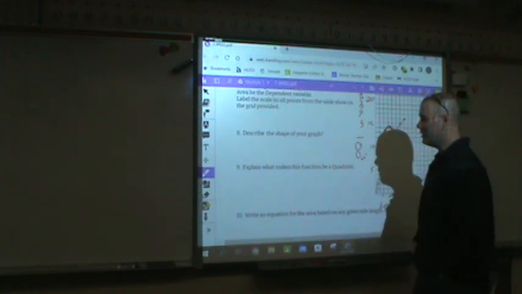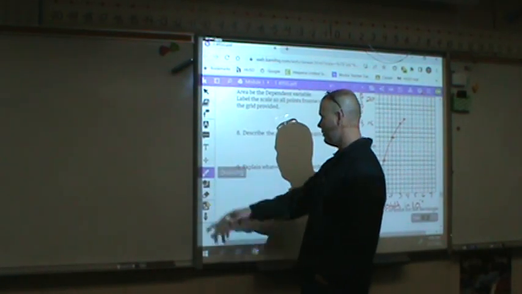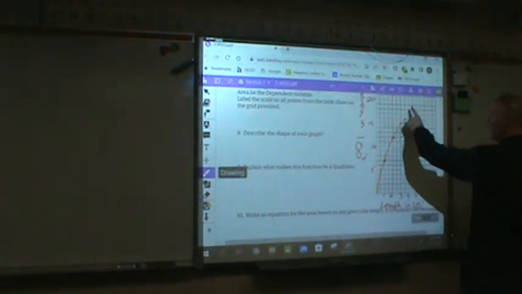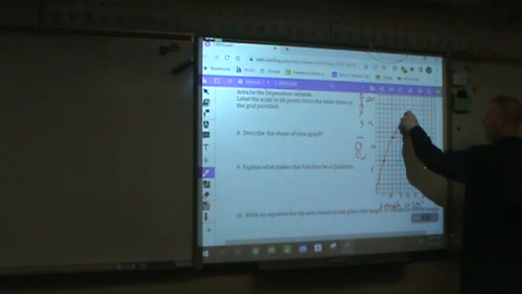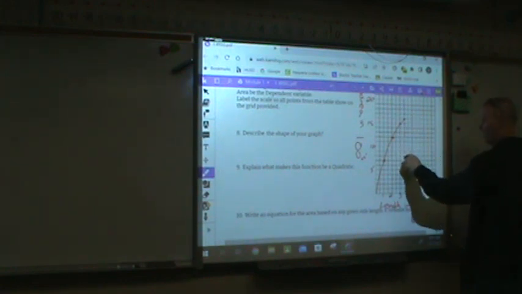Now, I'm going to show you how to do the other half. I'm not going to plot the points for the other half. I'm going to show you something a little bit different. Remember this dashed line that we draw down here, this imaginary line? What do we call it?